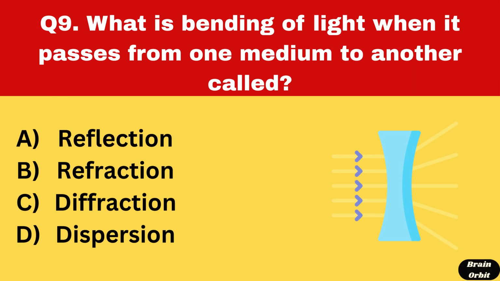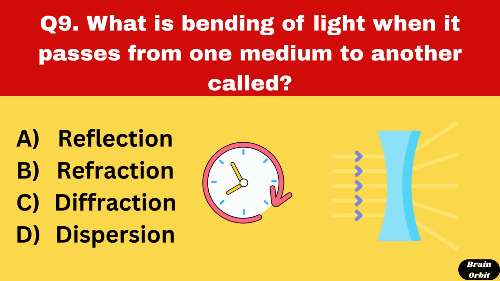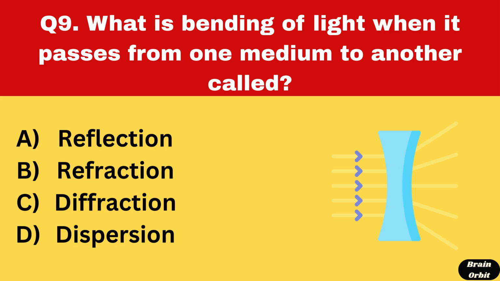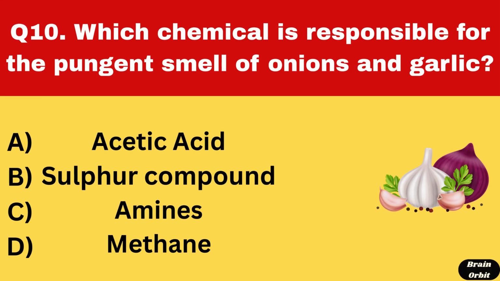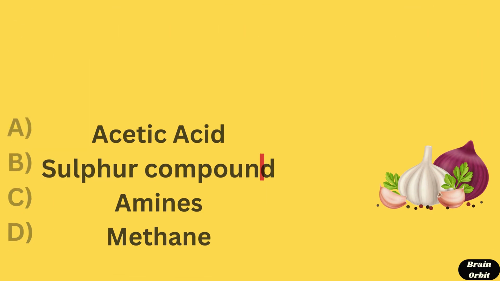What is bending of light when it passes from one medium to another called? Right answer option B, refraction. Which chemical is responsible for the pungent smell of onions and garlic? Right answer option B, sulfur compounds.